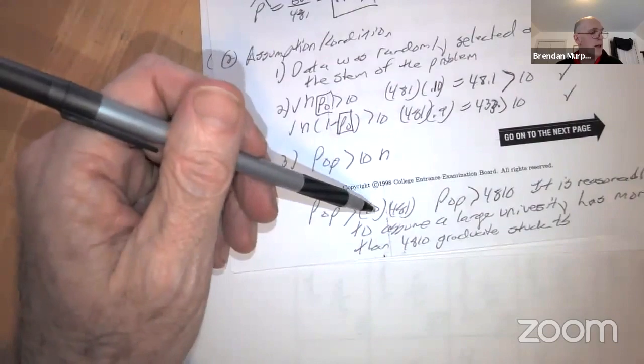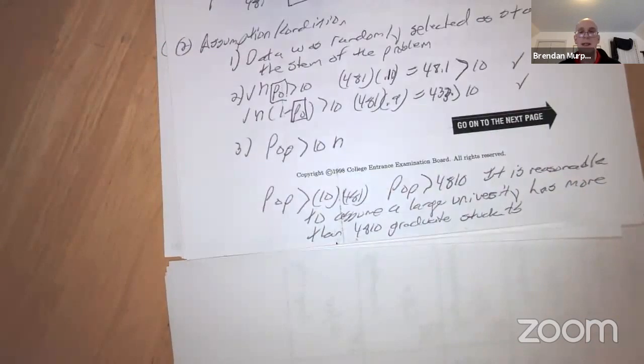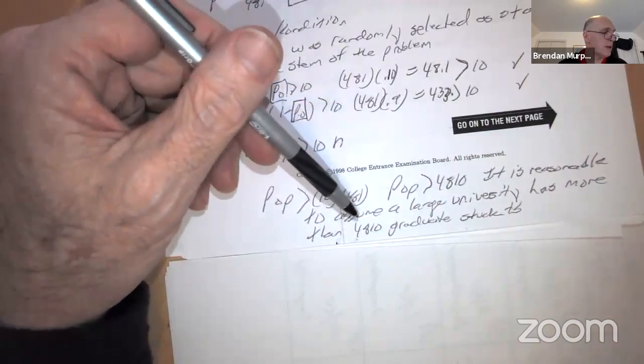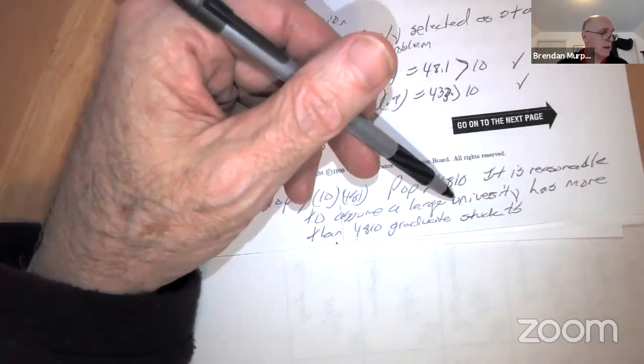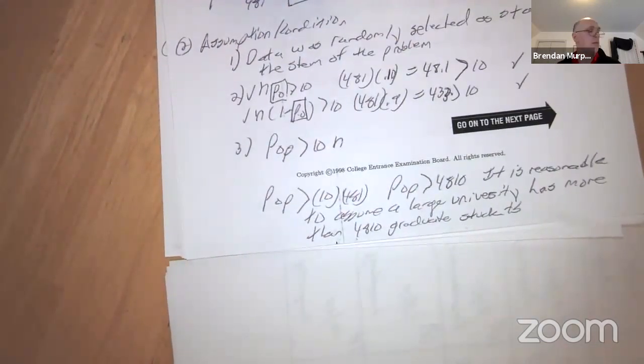So I said the population, is it greater than 10 times 481? Is the population greater than 4,810? Again, I have no way of confirming this. This feels like it's an assumption, whereas that was a condition that I could mathematically check. So I said it's reasonable to assume that this large university has more than 4,810 graduate students. I don't know that for a fact. There's no way I can prove it, but we still want you to address it and make an assumption. And it's reasonable. It did say large university. The University of Michigan may have 100,000 students. I don't know how many graduate students, but they probably have way more than 4,810. So step 2, I'm good. I've checked my conditions.